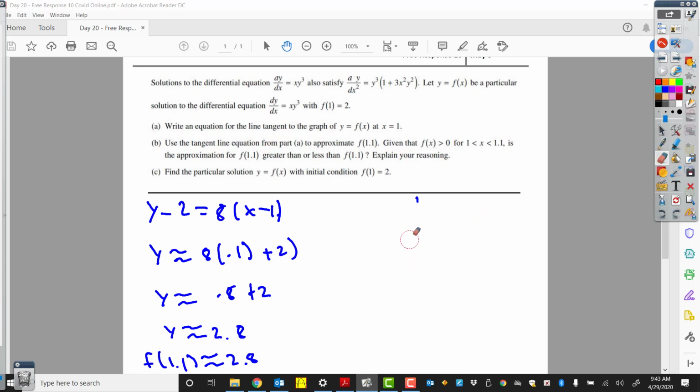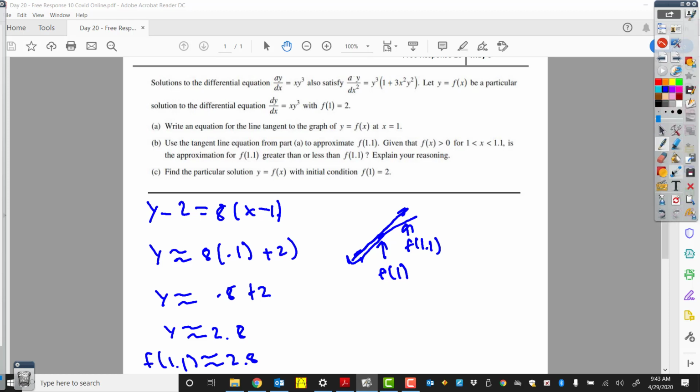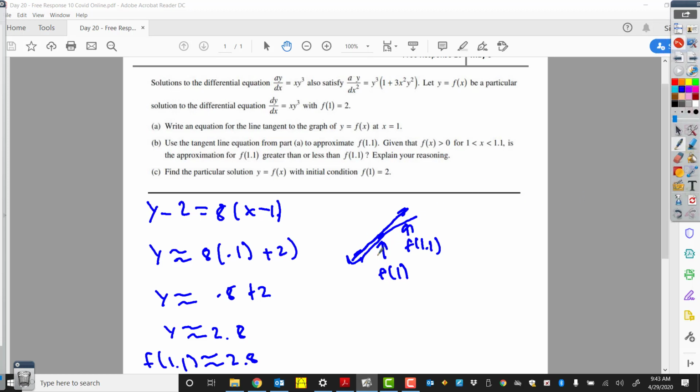Let me just erase. Let's think of what happens when we have a tangent line. We have a point, and the tangent line goes just through that point. So what we're saying, if this is f of 1, and right here is f of 1.1, we're trying to figure out, when we use this tangent line to approximate, is it going to be above or is it going to be below? So we need to think about the shape of graphs, and we need to figure out what aspect of the graph will tell us that.